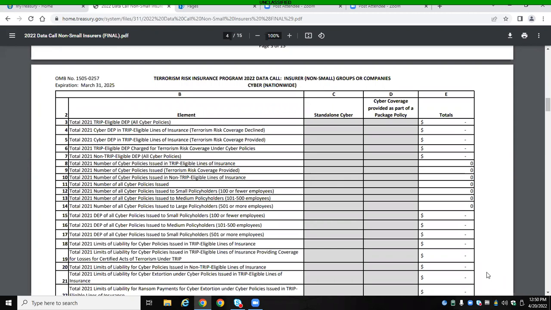Regarding the new information concerning limits specific to cyber extortion and ransom payments, we have gotten some questions on this. The distinction we are drawing is between coverage for cyber extortion generally, which we understand can contain many policy benefits apart from payment or reimbursement of an actual ransom payment, versus the limits for the actual ransom payment.